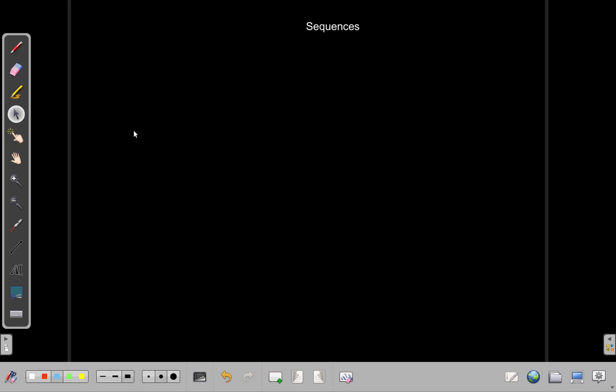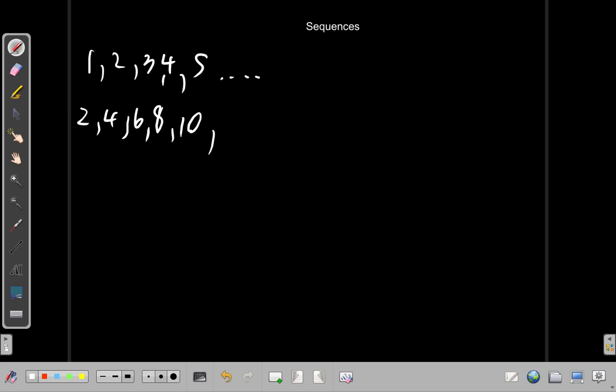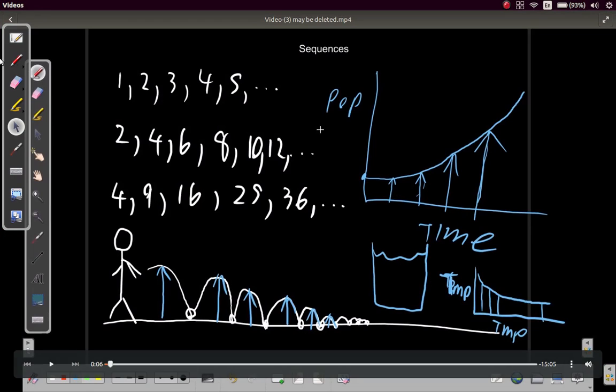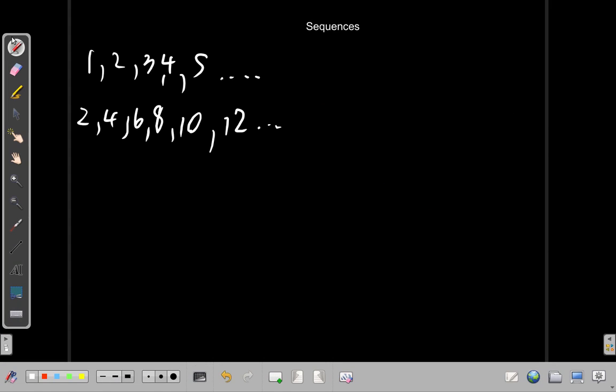I wanted to keep that screen here, but the software had stopped suddenly, so I have to rewrite those numbers. We had 1, 2, 3, 4, 5, and so on and so forth. 2, 4, 6, 8, 10, 12, and so on and so forth. And what was the other one again? The other one, 4, 9, 16, 25, 36. So these are 3 examples of sequences that we looked at.